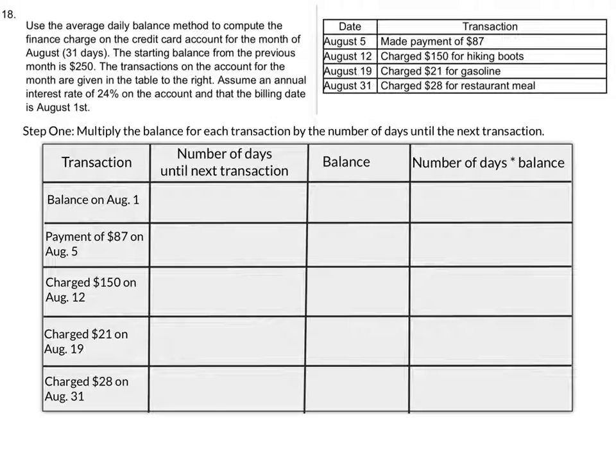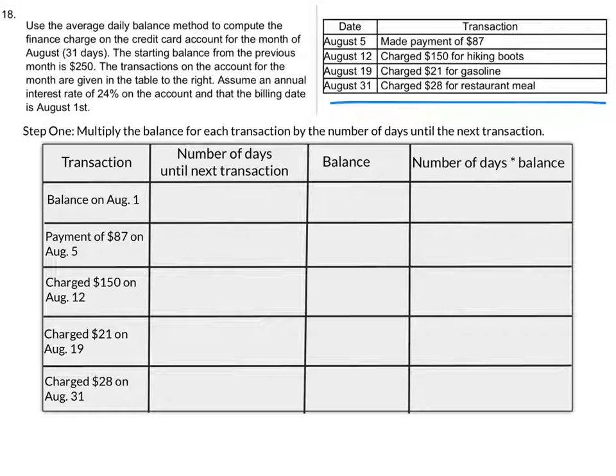The first step with the average daily balance method is to multiply the balance for each transaction by the number of days until the next transaction. To make things simpler, I'm going to create a chart. Here I have a chart with 4 columns. The first column is the transaction column. Here I've listed all of the transactions that were given to me in the problem. The next column is the number of days until the next transaction. The third column is where I'll figure out the balance, and the fourth column is where I'll multiply the number of days times the balance.